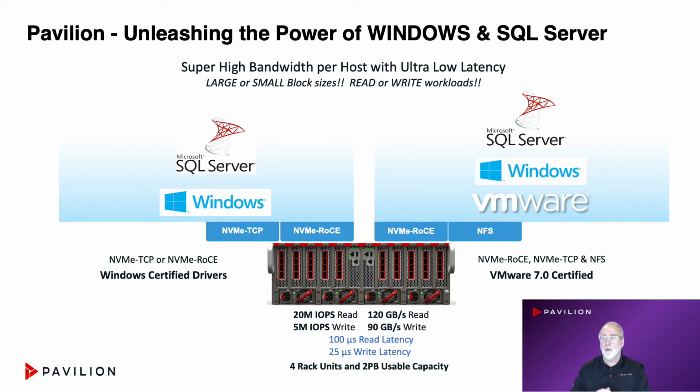The Pavilion platform has impressive IOPS, millions of IOPS, and impressive throughput, but what is most impressive is latency in the range of 100 microsecond read to 25 microsecond write latency. All of that packed into 4 rack units and over 2 petabytes of usable capacity.